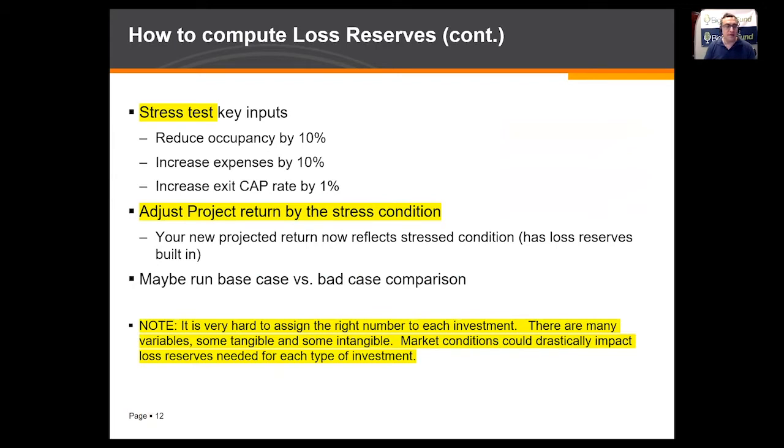Reduce the occupancy by 10%. It's a significant stress test. So if they were projecting 95% occupancy, what happens with 85% occupancy? What does the cash flow look like when the project is stressed? Same thing on the expenses. Increase expenses. Maybe the taxes will go up. Maybe there will be problems, you'll need additional capex expenses. There might be catastrophic problems. Increase expenses.